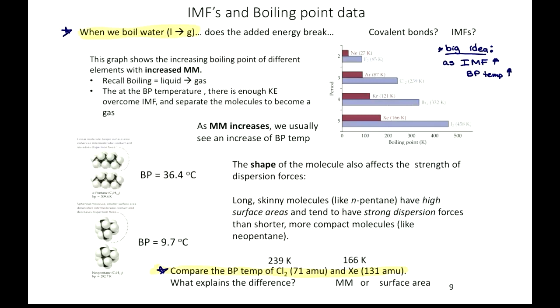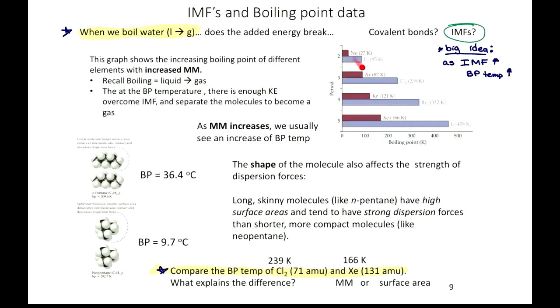So boiling point data tells us directly about the degree, the amount, or the magnitude of intermolecular forces present in your sample. When you have a liquid, the intermolecular forces present in your sample are around the same order as the kinetic energy. But when you boil something, you add so much kinetic energy that you break all of the intermolecular forces to make a gas. So that's how we can directly correlate intermolecular forces with something we can actually measure, boiling point data. More energy to make it boil means there are more intermolecular forces present in that sample.